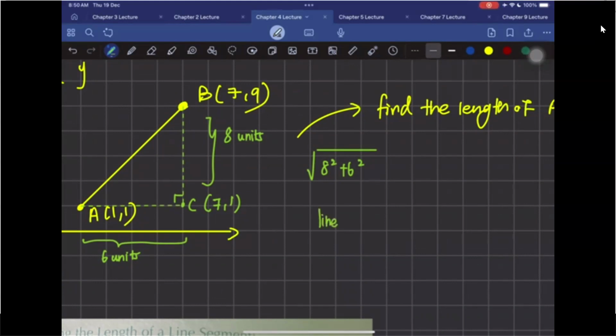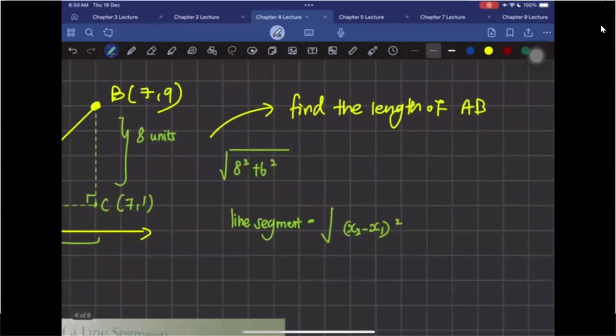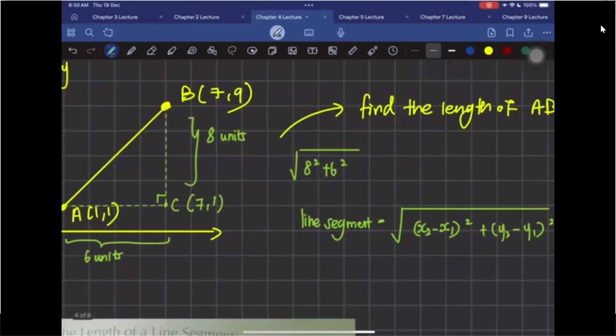length of AB equals square root of x2 minus x1 squared plus y2 minus y1 squared. Okay, so again, it doesn't matter which one is y2, which one is y1, or x2 or x1. Just make sure that you can interchange it.